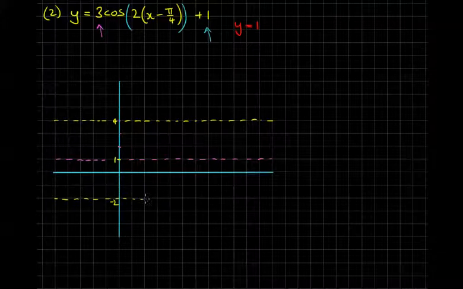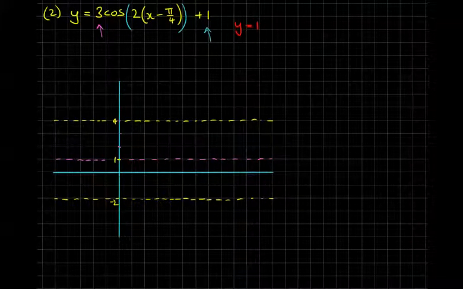So these are the barriers. It's not going to go below this yellow line or above that top one at 4, but it's going to touch it. And let's write in some key values. Let's say this is 0, that's π/2 here, and this is 2π. And then this would be −π here.